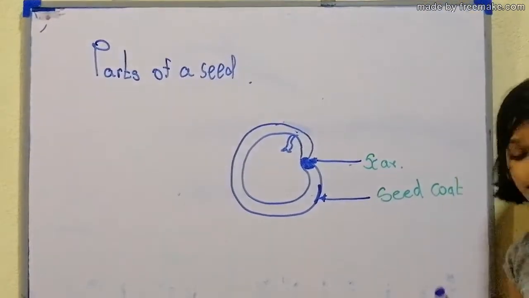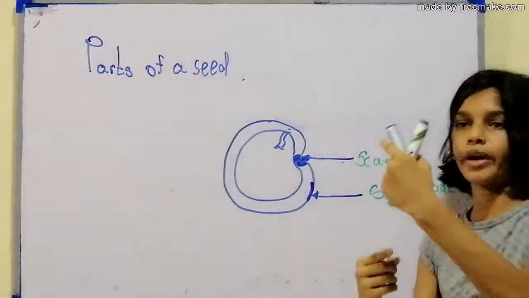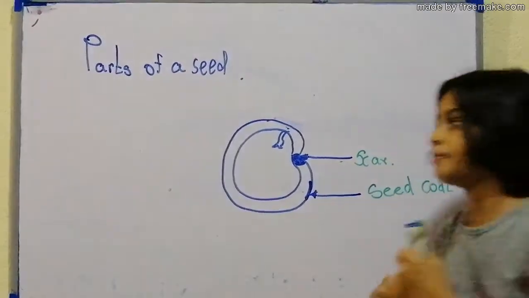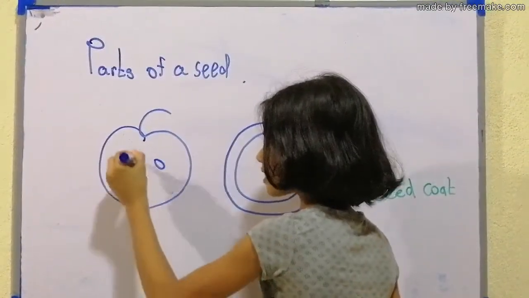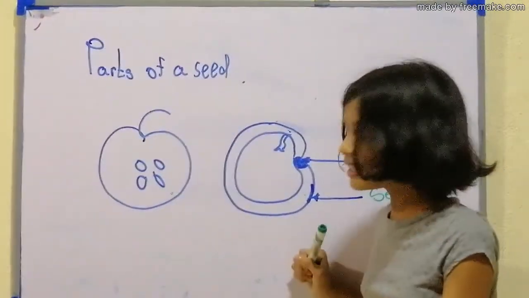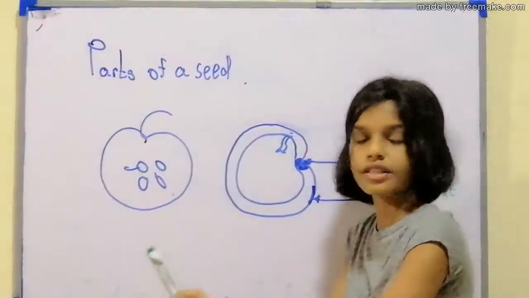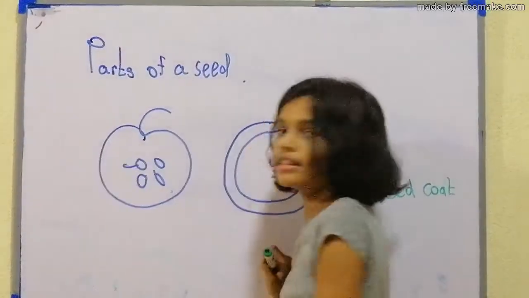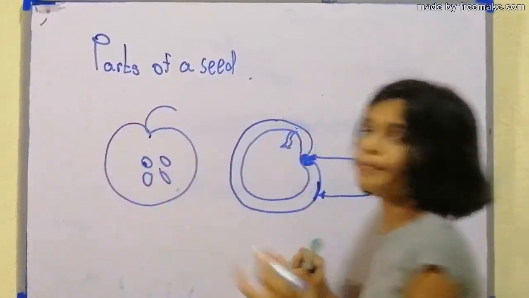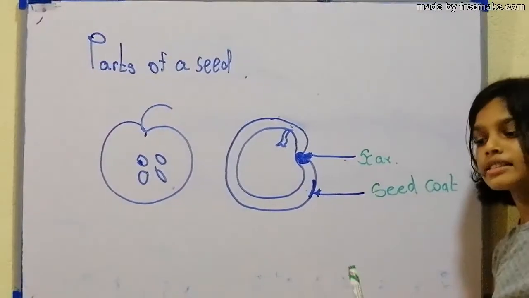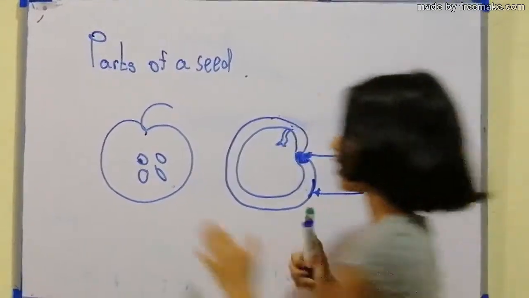What is the scar? Well, the scar does not do anything. It's just the joining point of the seed and the fruit. For example, if I have an apple here and some seeds inside the apple, the seeds have to be joined to the fruit. So when we take out the seeds, this seed leaves a kind of mark, which we can say is the joining part of the seed to the fruit.